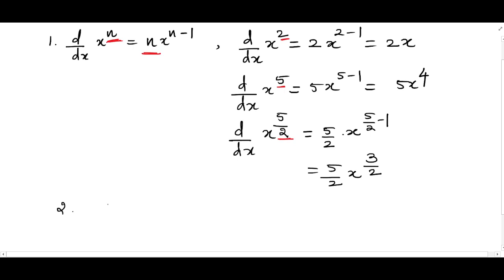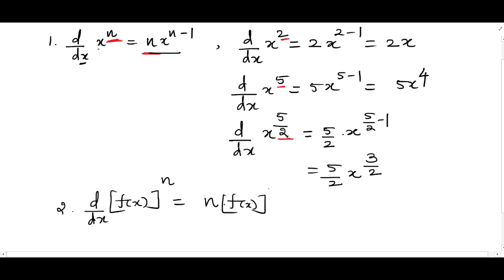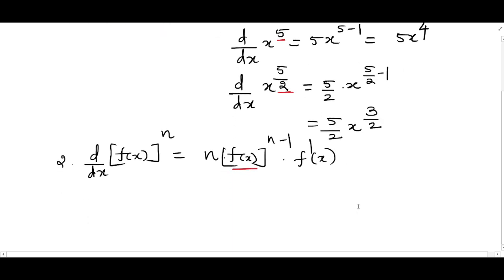Now if the function is x raised to n, and we are differentiating with respect to x, directly we can say n into x to the power n minus 1. But instead of x, if we are having a function of x, which I am calling f of x, to the power n, the formula becomes n into f of x to the power n minus 1. So the formula would be the same. In place of x we are having f of x, but additionally we have to differentiate this f of x with respect to x. So n into f of x to the power n minus 1 into f dash x will be the formula.